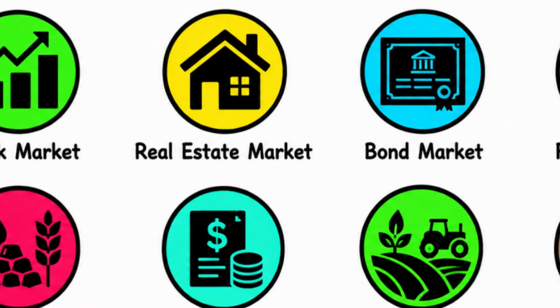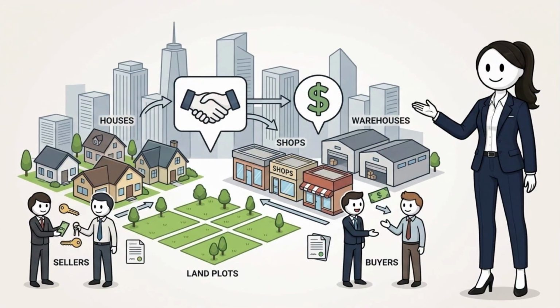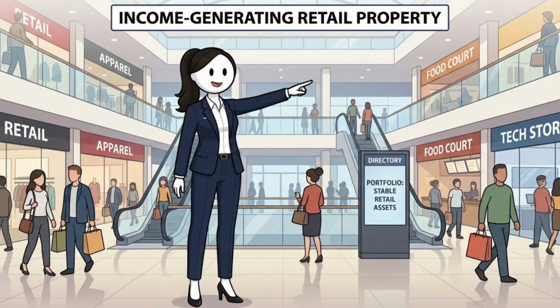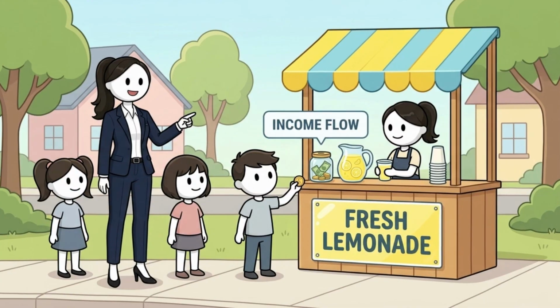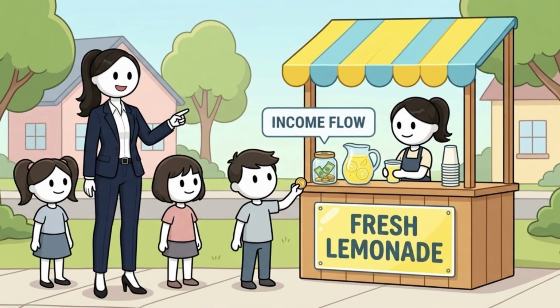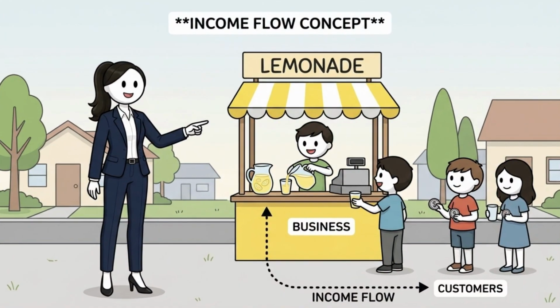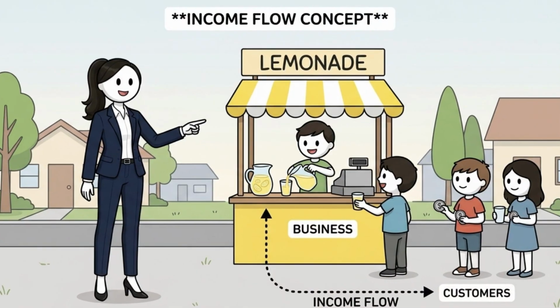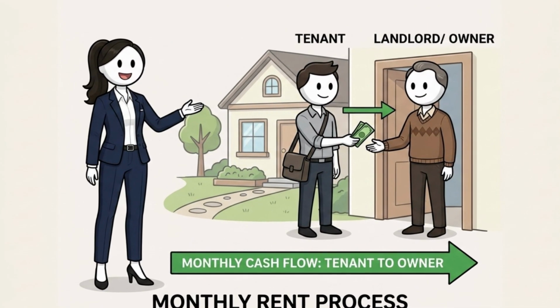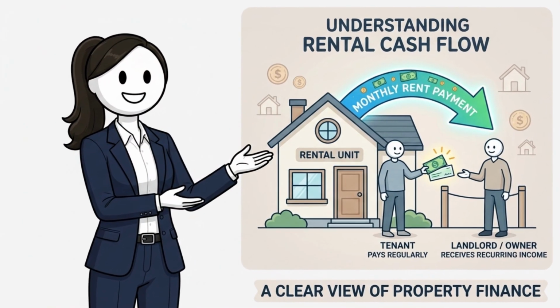The real estate market. The real estate market is where people buy and sell houses, land, shops, and warehouses. For example, imagine you own the only lemonade stand on your street. Every day, kids come to buy lemonade and give you money for using your stand. That's similar to owning a house and collecting rent. And that's what real estate is.